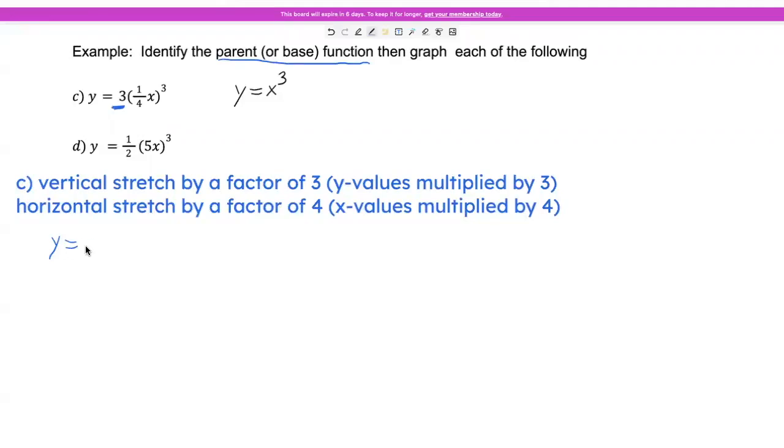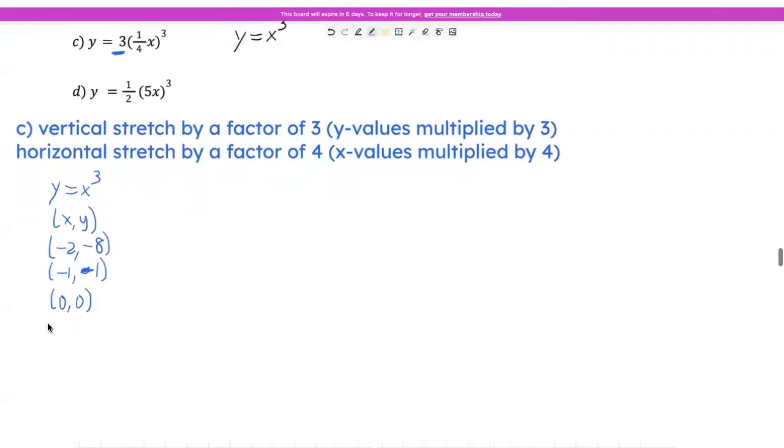We have y equals x to the 3, the points x, y: when x is -2, y is -8, when x is -1, y is -1, when x is 0, y is 0, when x is 1, y is 1, when x is 2, y will be an 8. Okay, again, these are the key points on the x cube function. Let's see what we are doing to x. When we look at the transformations, we wrote down that there is a horizontal stretch by a factor of 4, that the x values are multiplied by 4.